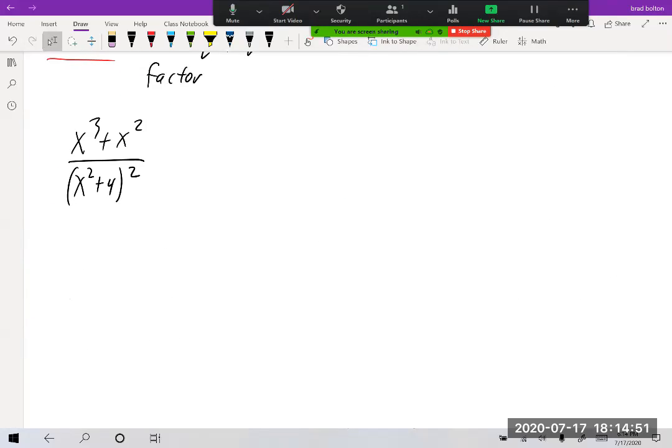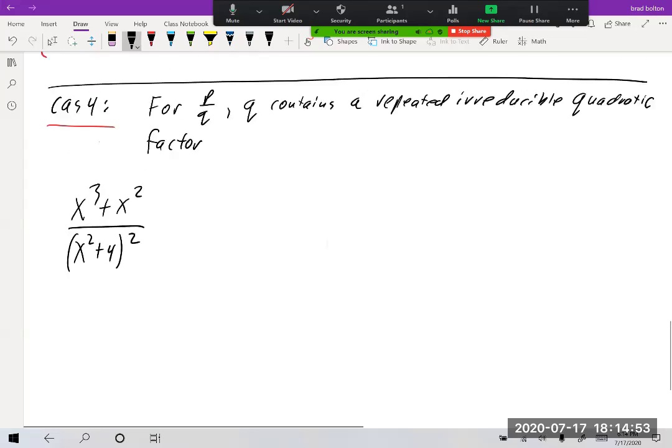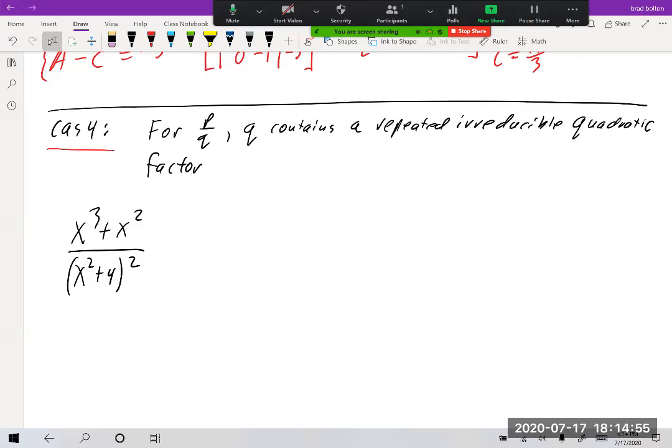Okay, so now let's look at case 4. Case 4 is a little bit more difficult. It says, for P over Q, Q contains a repeated irreducible quadratic factor. So we have x squared plus 4, which cannot be factored, and it's repeated, okay? So what we have to do this time is ax plus b over x squared plus 4, just like before, right?